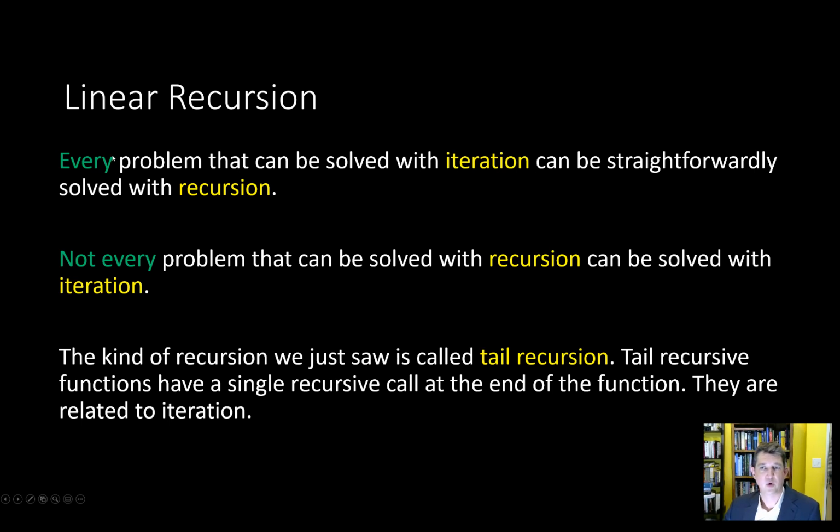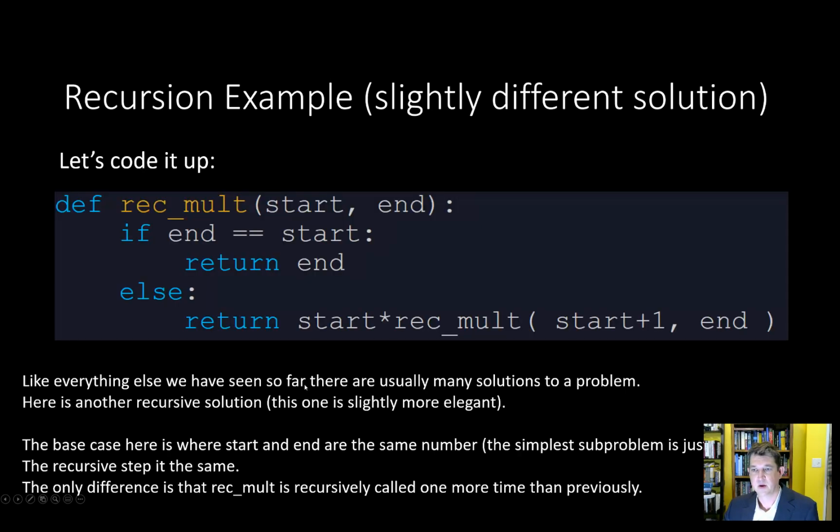So what you just saw was called linear recursion. And every problem that can be solved with iteration can be straightforwardly solved with recursion. But not every problem that can be solved with recursion can be solved with iteration. Recursion is a much more powerful concept. The kind of recursion you just saw is called tail recursion, and that's where the recursive step happens at the end of the function. So here you see that the return statement is at the end of the function that we're using. So this is tail recursive.